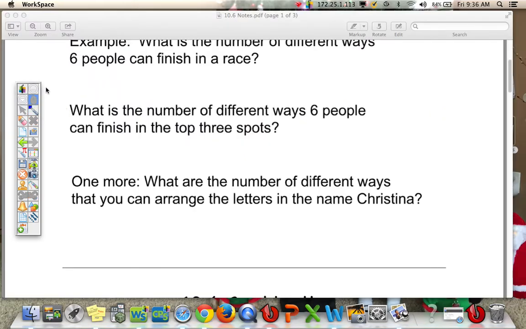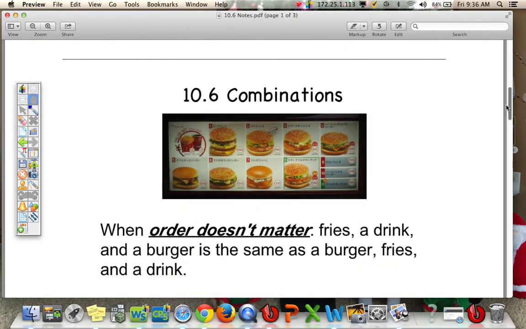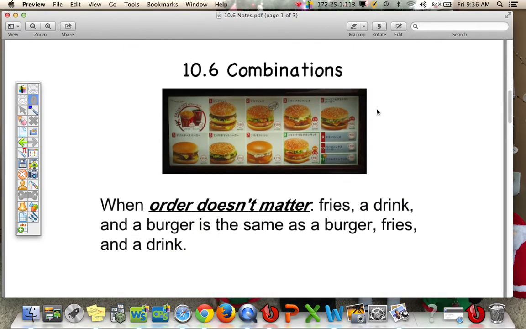So there's a review of permutations when order matters, but let's talk about when order does not matter and what that means. So here's a combination. A combination is when order doesn't matter. For example, if you go to a store and you order fries, a drink, and a burger, that's the same as ordering a burger, fries, and a drink. It doesn't matter what order you say it in, you will get the same thing. So this is when order doesn't matter. When you do something one way, it counts the same as if you rearrange it in another way.